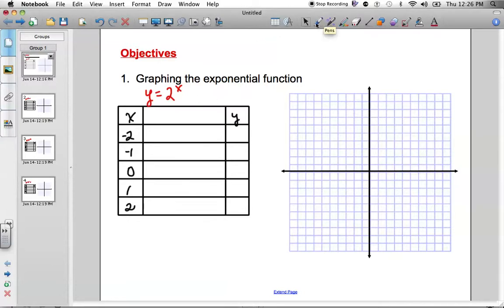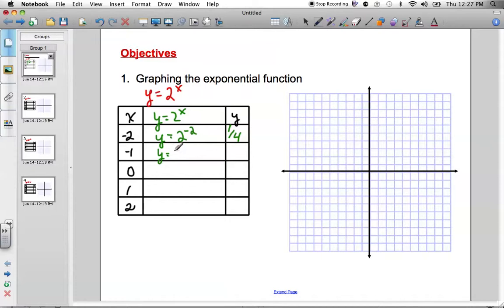And what we're going to do is fill in this table with the input values given. First input value is -2, so we're going to take 2 to the -2nd power. You're going to want to use a calculator on this. When you do that, you're going to get a value that is 1/4.